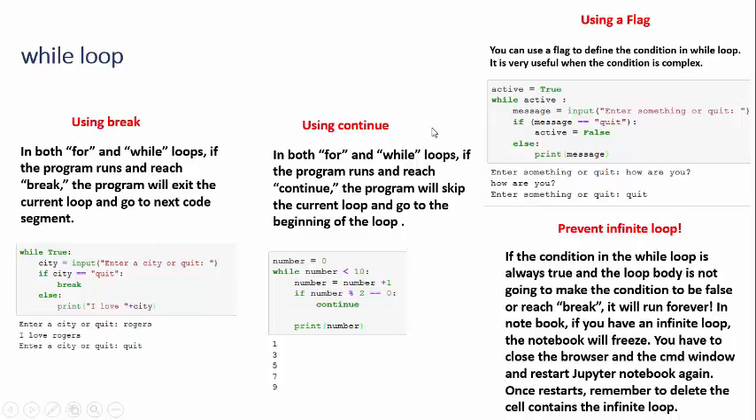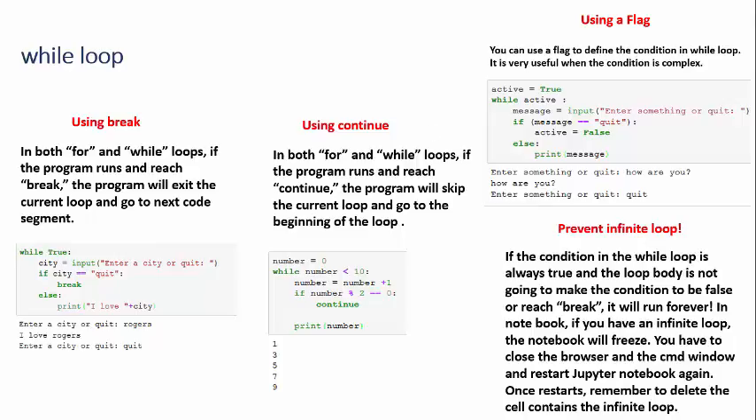So break and continue are two very useful statements in the for and while loop. Whenever the program reaches break, it's going to exit from the loop totally and go to the next code segment. If the code reaches continue, it's going to skip the rest of the current loop and go back to the beginning of the loop to start again. So that's the difference between break and continue.